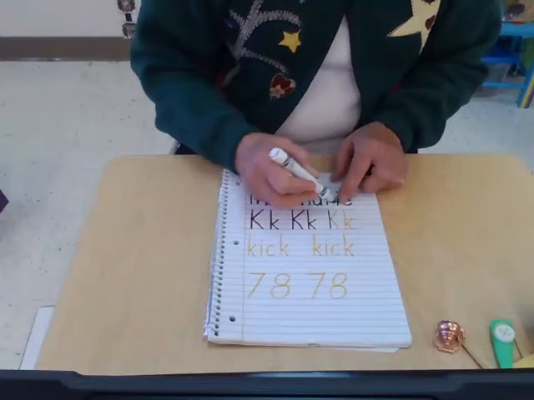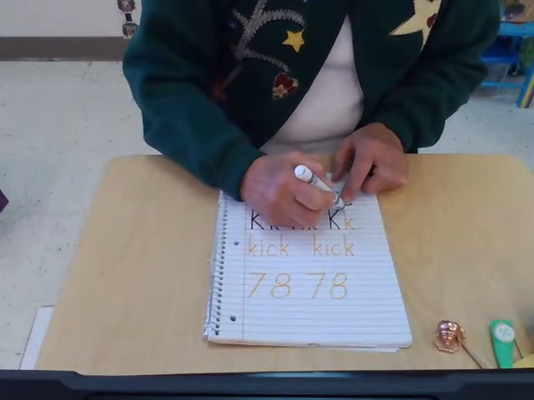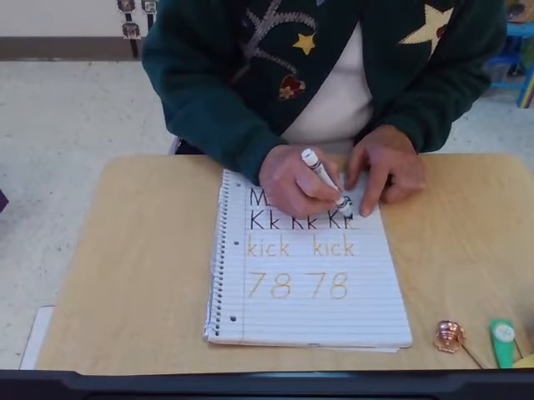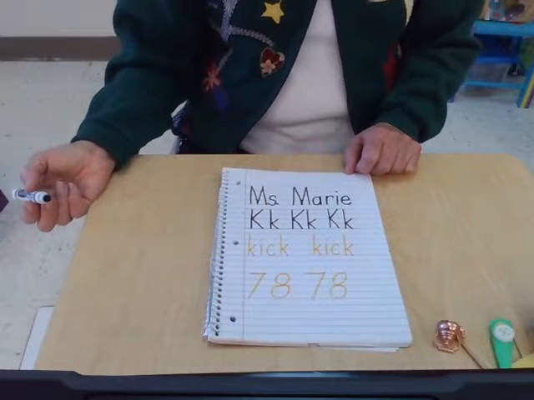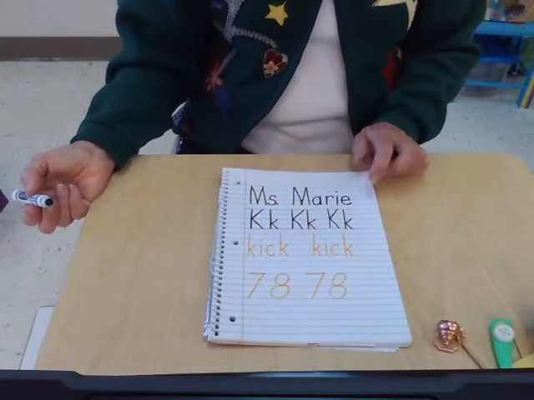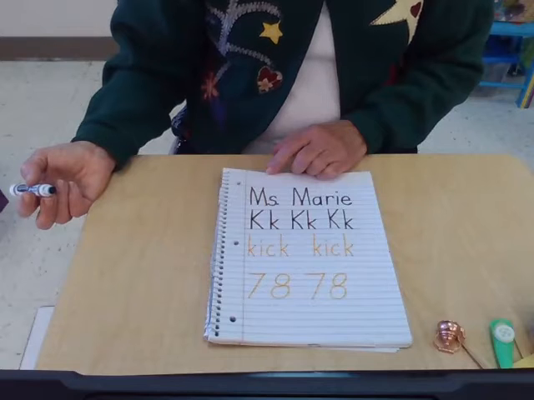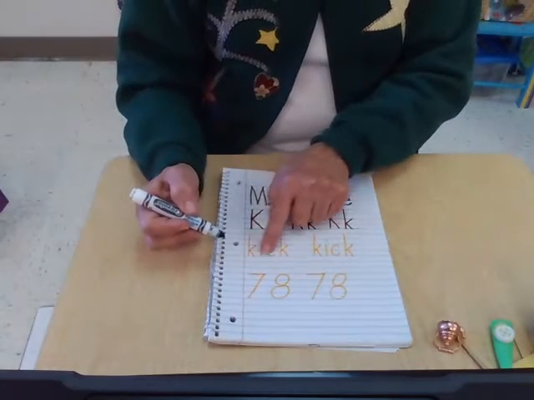Down, diagonal, kick, down, and then this will be shorter. This is the lowercase. Diagonal, kick. And there we have our row of K's. You can make another row if you want. The word that I picked to write with the letter K is kick.